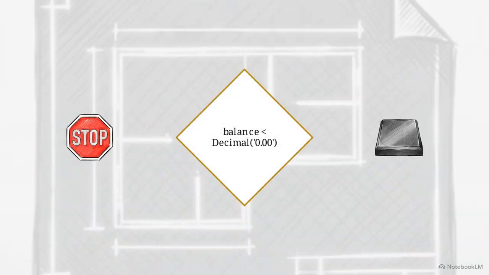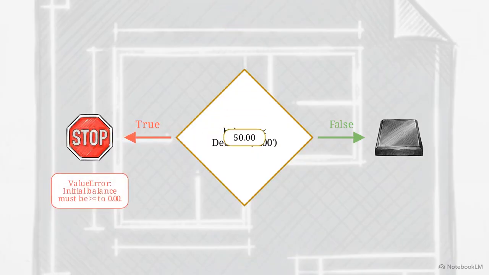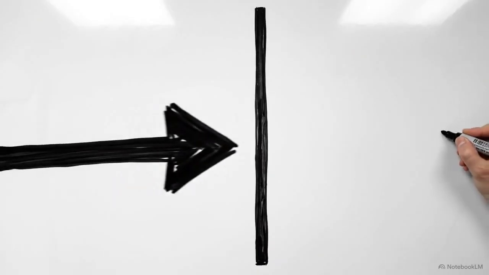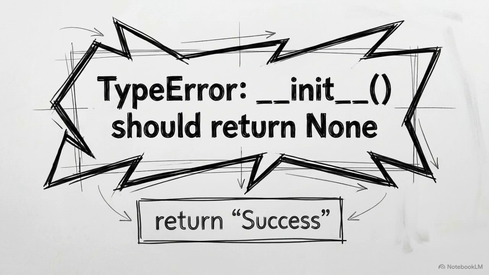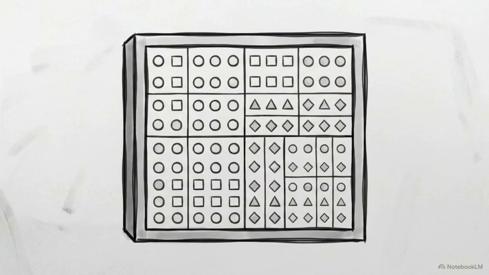Before accepting the initial state, the method runs a conditional check. If the requested starting balance is less than 0, the initialization process halts entirely. Raising a ValueError acts as a strict systemic shield. It kills the creation process immediately, ensuring an invalid object never enters the broader system. Python enforces a strict constraint on this method. Returning any value other than None from __init__ triggers a fatal TypeError. Its sole purpose is internal setup, not returning external results.